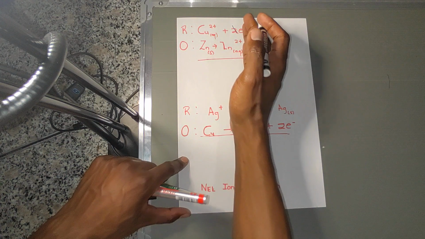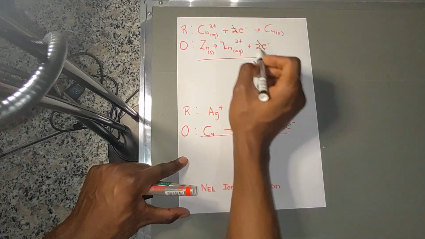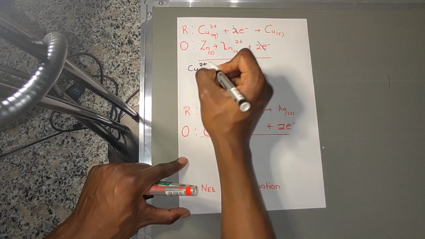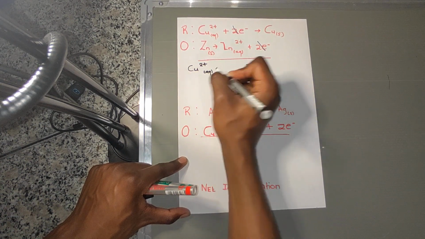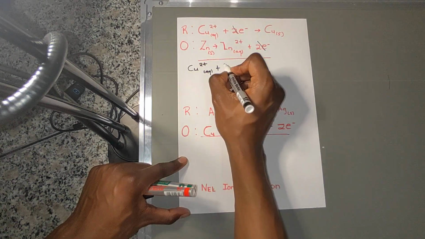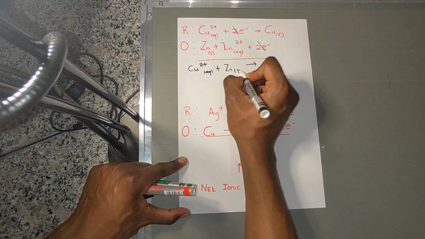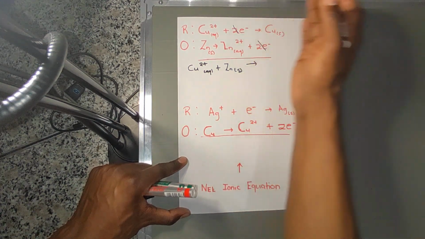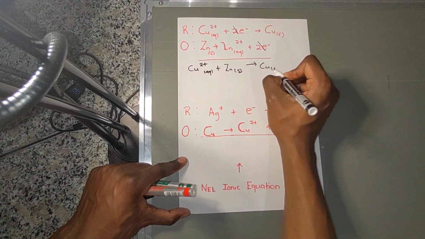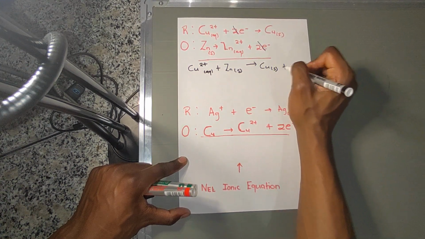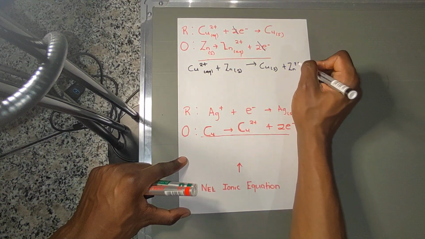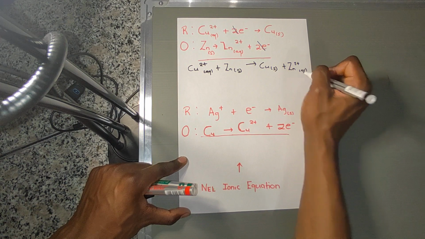So what remains on the left hand side after cancelling the electrons? We have copper 2+, which is in aqueous solution. What else remains on the left hand side here? I see zinc, which is a solid, and then you go to the other side now to write what remains. I see copper, which is a solid. I see zinc with a charge of 2+, which is in aqueous solution.